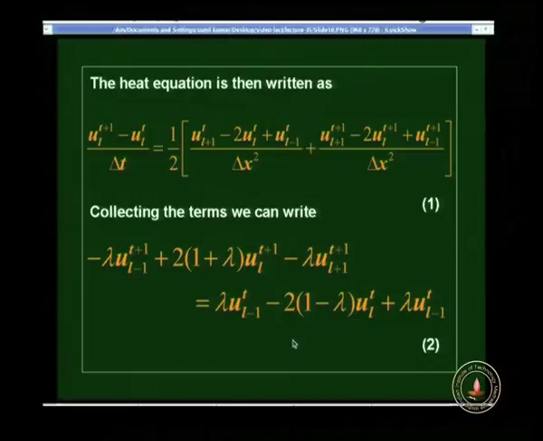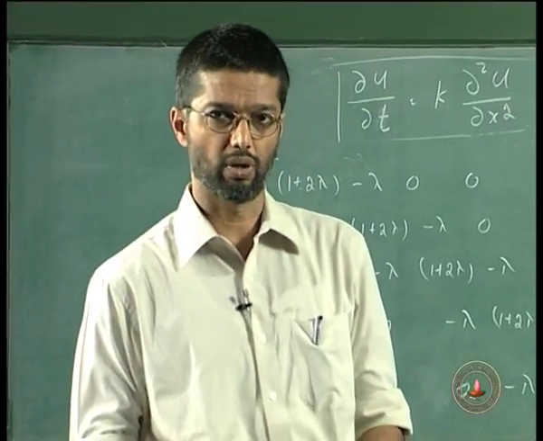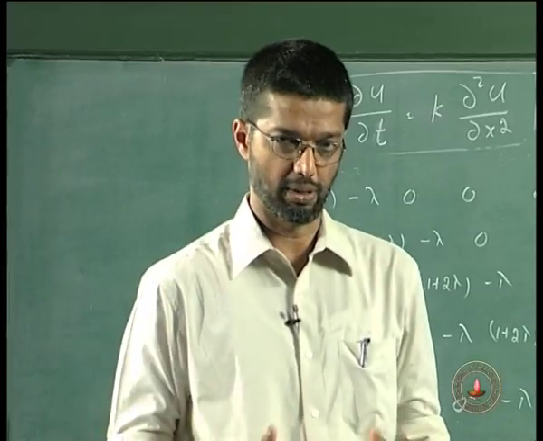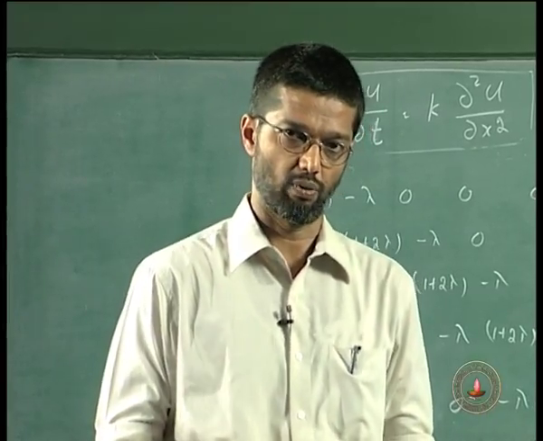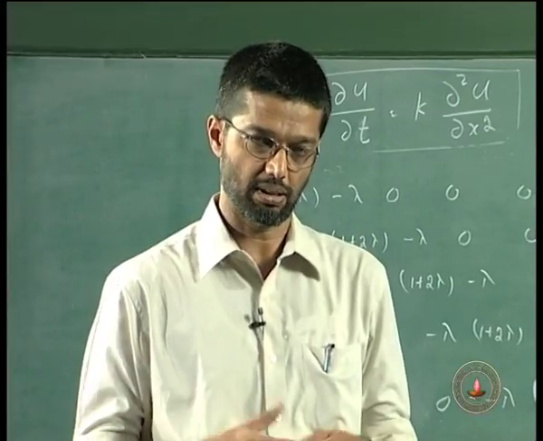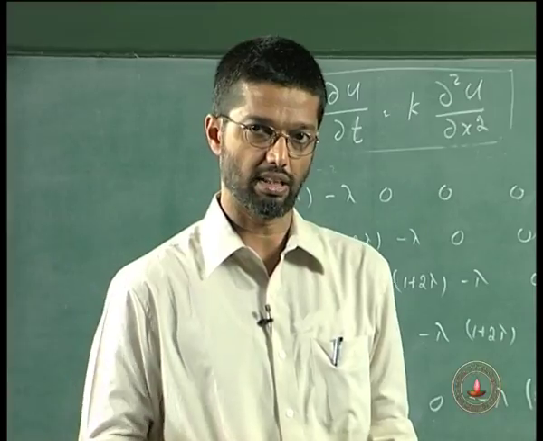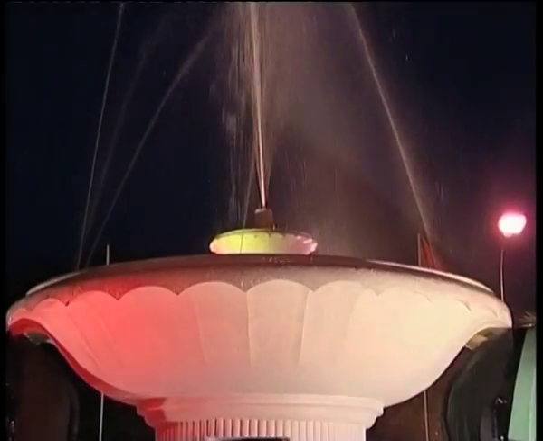So that is all for when there is one spatial variable. In the next class we will look at what happens if you have two spatial variables, that is x and y, and how we deal with implicit and explicit methods in that particular case. That is what we will be looking at in the next class.